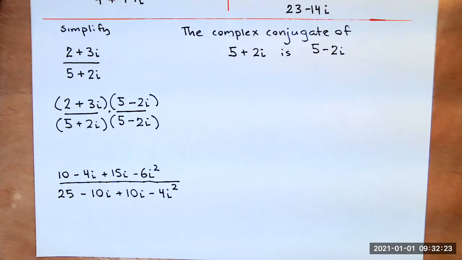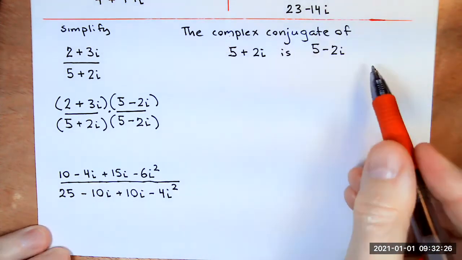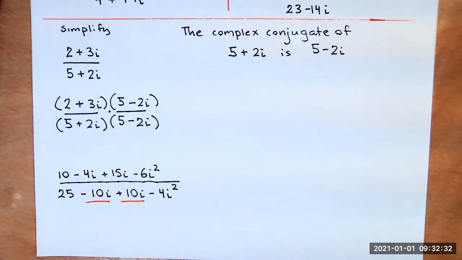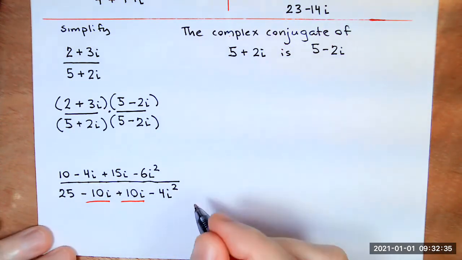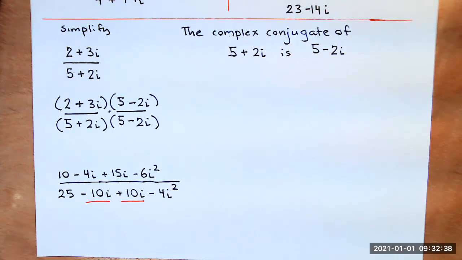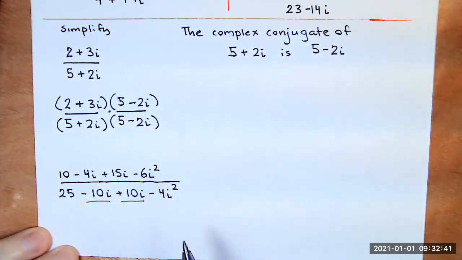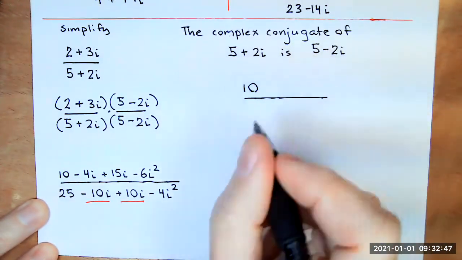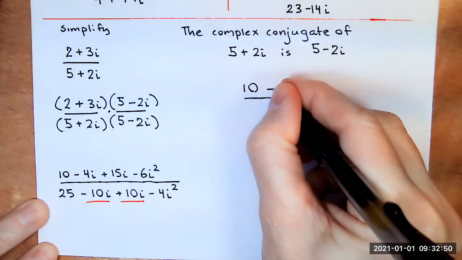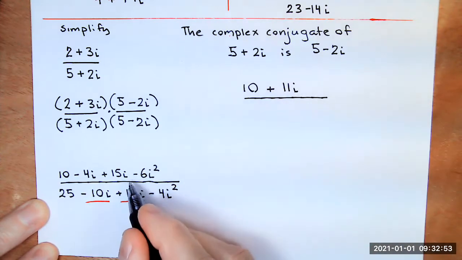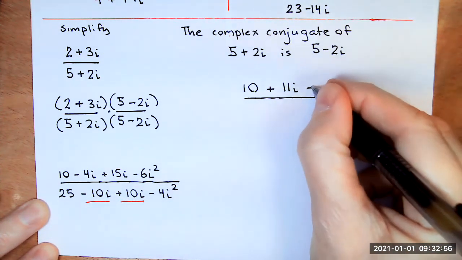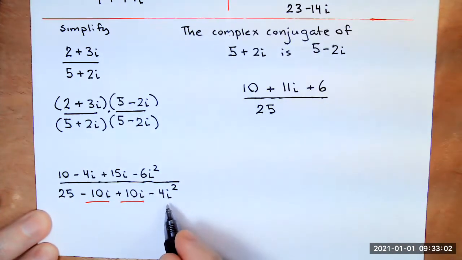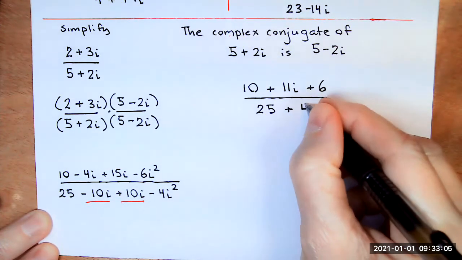And by now you probably see why we use the complex conjugate, because the negative 10i and plus 10i will add up to 0. That's by design. And then we use the fact that i squared is equal to -1 to simplify this. 10, -4i and plus 15i make positive 11i. -6 times i squared is plus 6. -4i squared is plus 4.